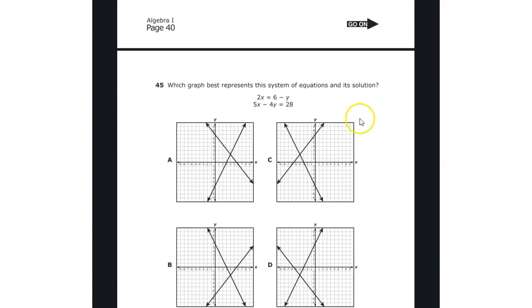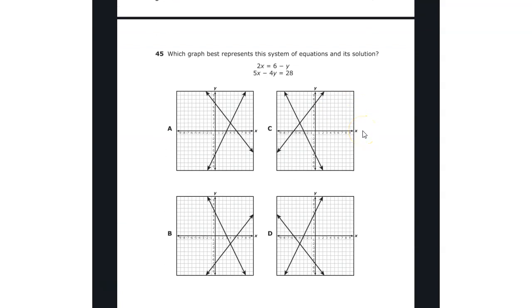Number 45. Which graph best represents this system of equations and its solution? Okay, so let's rewrite each one of them. So y equal to negative 2x plus 6. That's this one right here. Y equal to negative 5 over 4x.